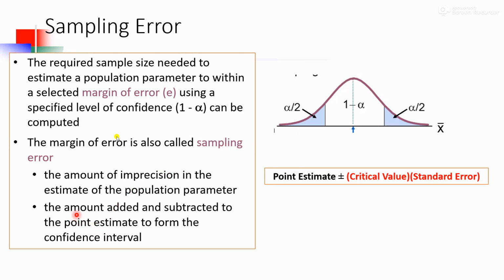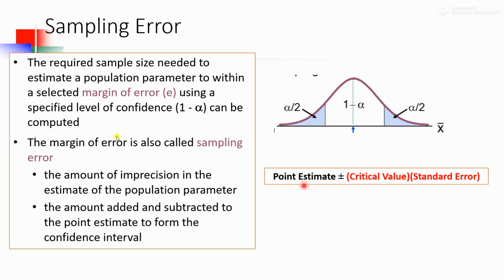So the margin of error, according to this diagram, is the amount added and subtracted to the point estimate to form the confidence interval. This is our expected mu value. From this, we add and subtract. Suppose one of the x bar is here, then x bar plus we can allow, and x bar minus we can allow. Right? So it is the amount added and subtracted to the point estimate to form the confidence interval.